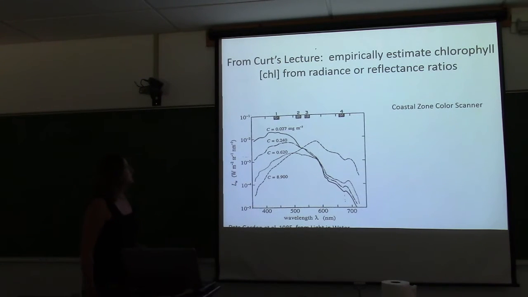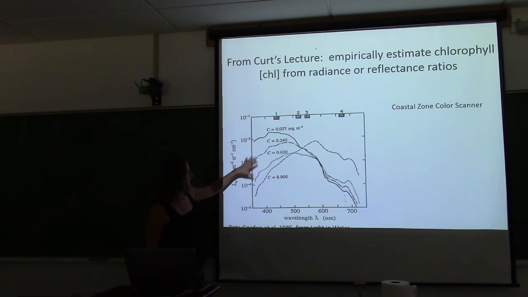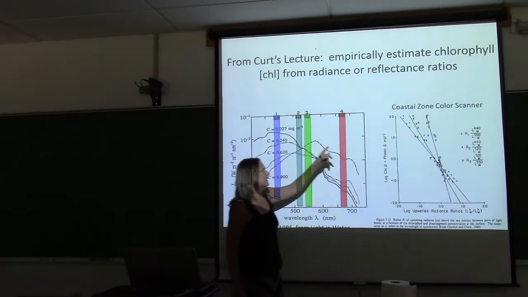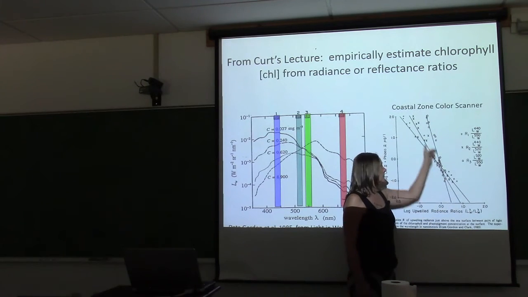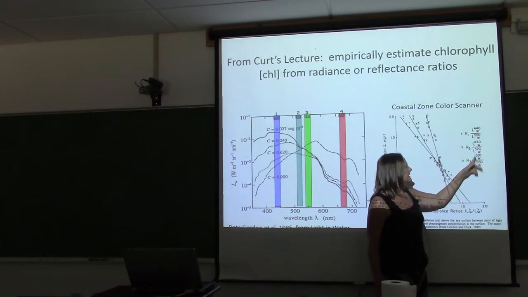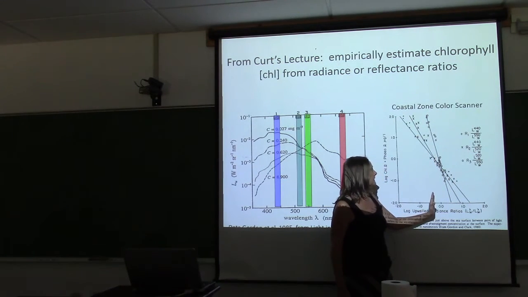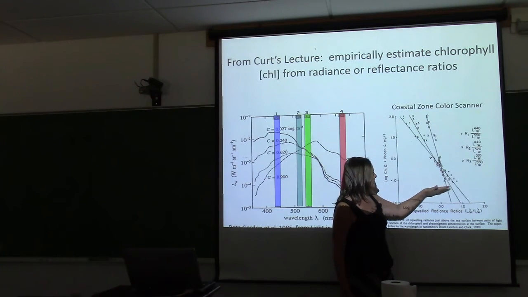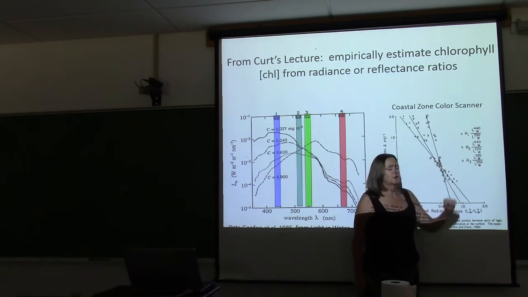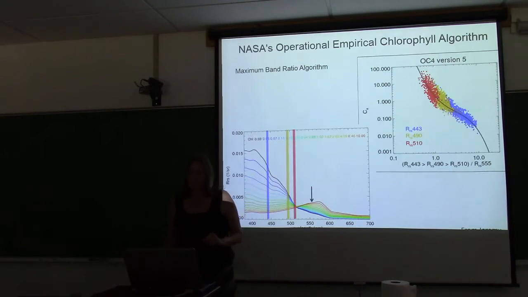So from Kurt's lecture, we talked about how you empirically estimate chlorophyll from this reflectance. This is the Gordon data, again, replotted by Kurt, showing the different channels for the Coastal Zone Color Scanner. And they showed you one of these lines, which was a regression for one of the reflectance ratios. Here's where they began to look at how those different reflectance ratios depended upon chlorophyll. And you can see that the slope between them varies. That was the basis of going into looking at the maximum ratio to try to estimate chlorophyll, which is the basis of the MODIS and SeaWiFS algorithm.